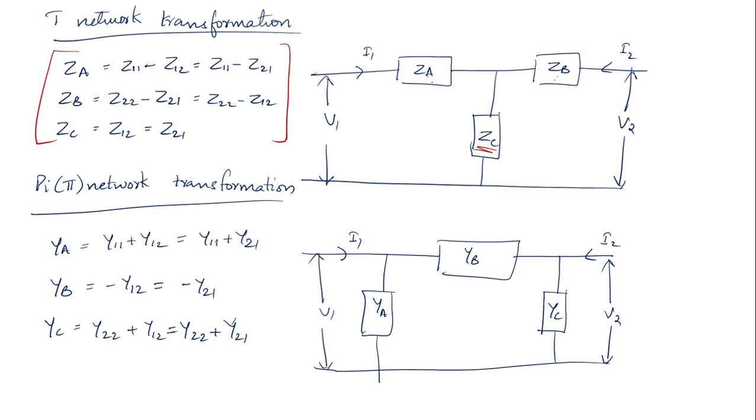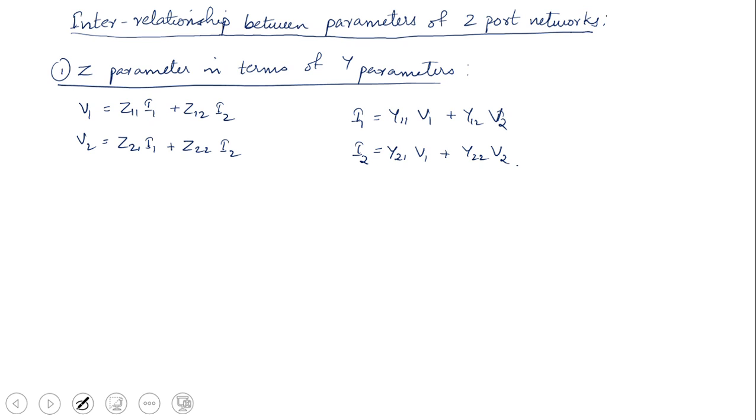If any question is asked where a particular circuit is given and you are asked to find the T network, all you have to do is find the Z parameters of the network and then use this equation. You will get ZA, ZB, ZC. Draw the figure. Similarly, for pi network transformation, you find the Y parameters of the particular network and then simply use the equations given over here. So you have to study the equations in detail.